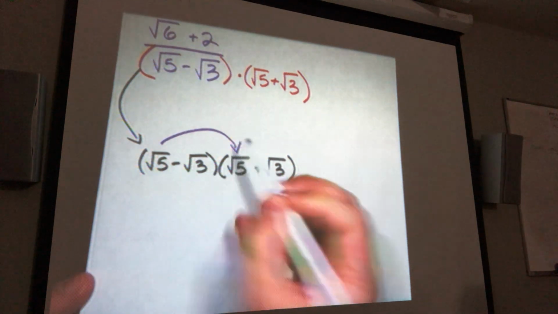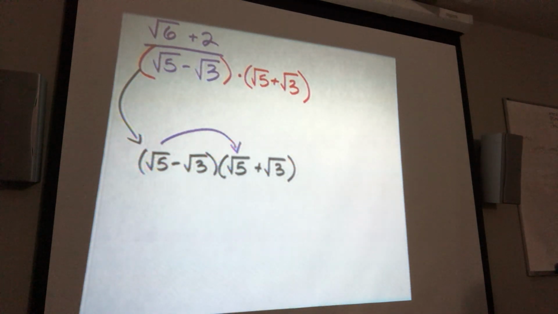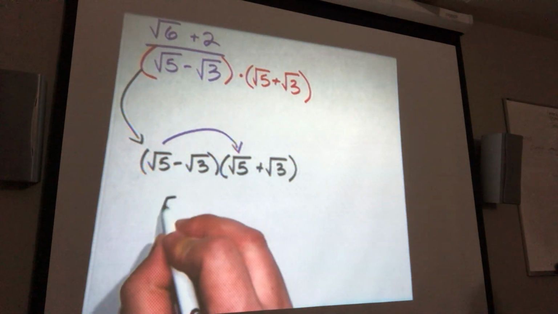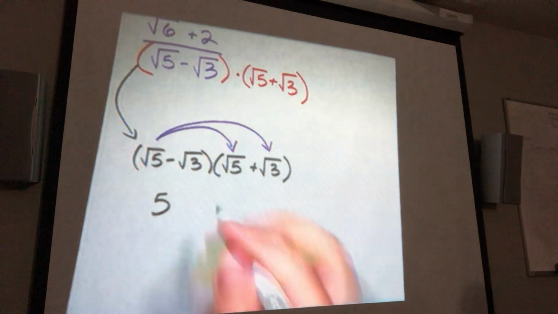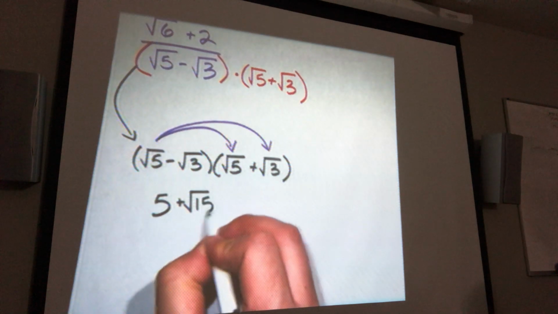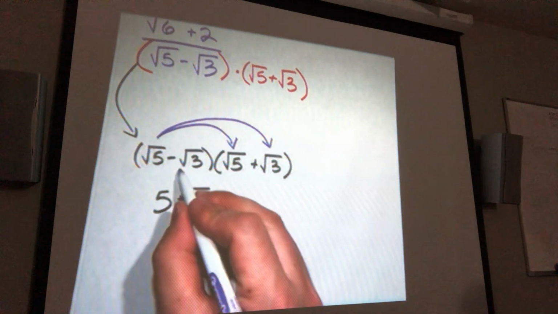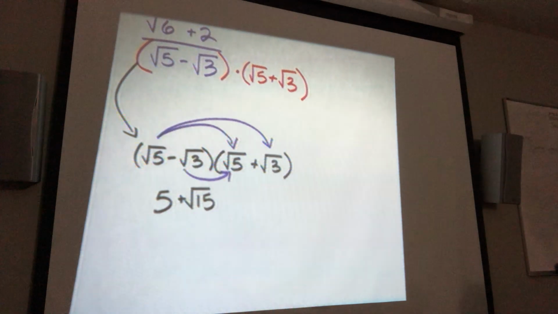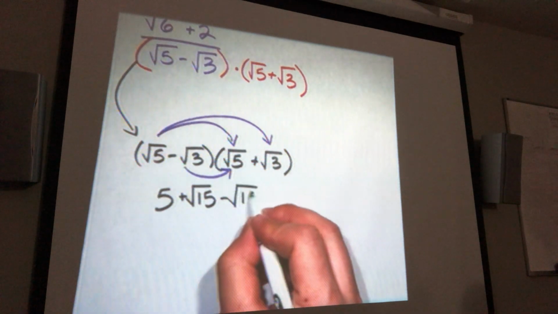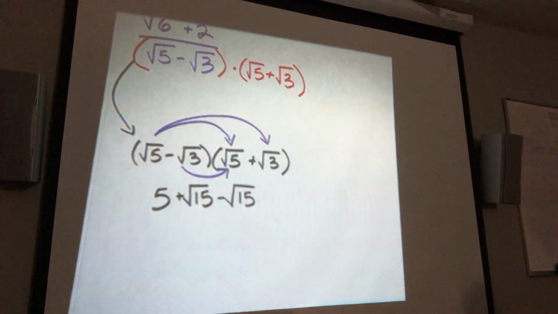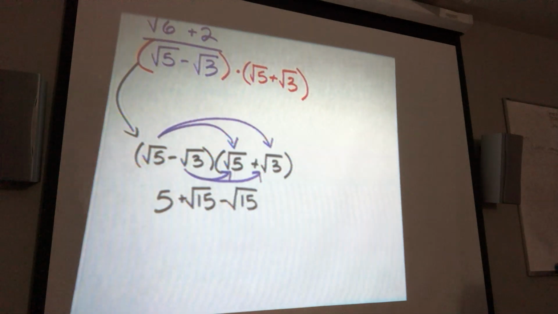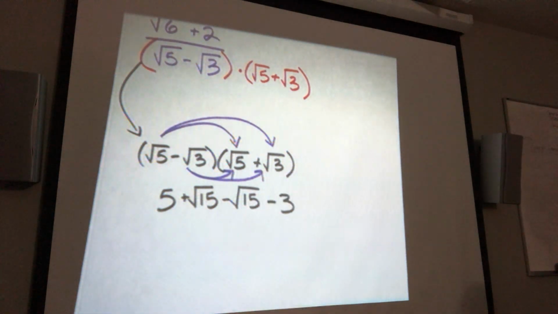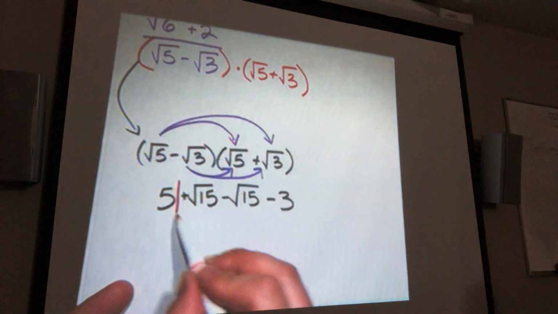Root 5 times root 5 is? Square root of 25, which is 5. Root 5 times root 3 is root 15. Then, negative root 3 times root 5 is negative root 15. So that's nice. And then finally, negative root 3 times positive root 3 is minus 3. And you can already see the good news.